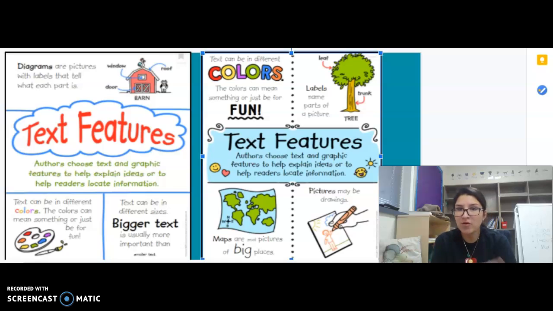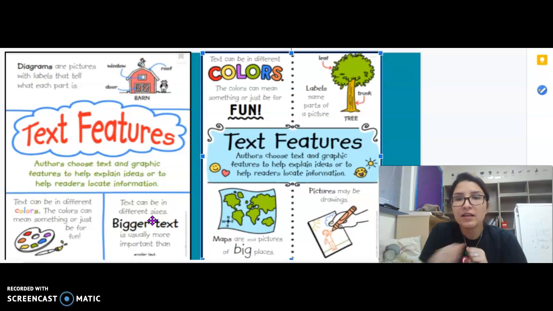We're going to just review all of these text features. Remember, some of them we've already learned, and some of them are new, okay? So diagrams. Go ahead and say the word diagrams with me. Diagrams. Excellent. Diagrams are pictures with labels that tell what each part is. So here's the example of the barn. Here's the labels: roof, window, door. So remember, diagram. It's the picture and the labels.